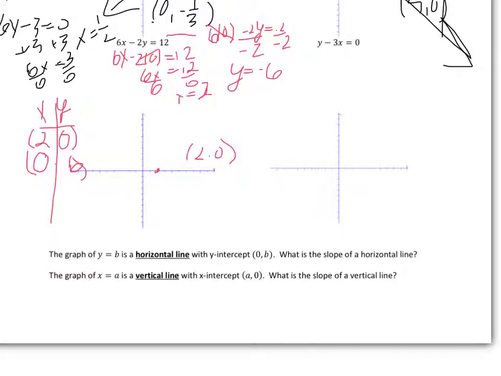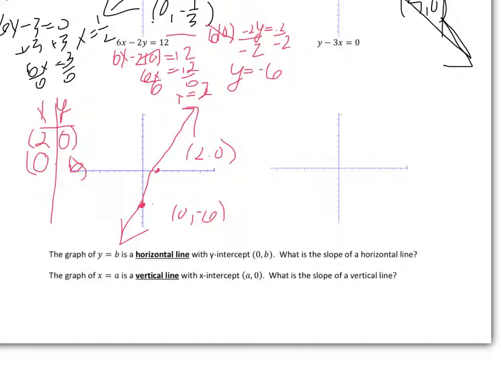Plot this point. 1, 2, 3, 4, 5, 6. (0, negative 6). Draw the line. Whoops, and we missed. So we can try that one more time. And, well, you know what I'm saying. It's close enough. So we're going through those points.